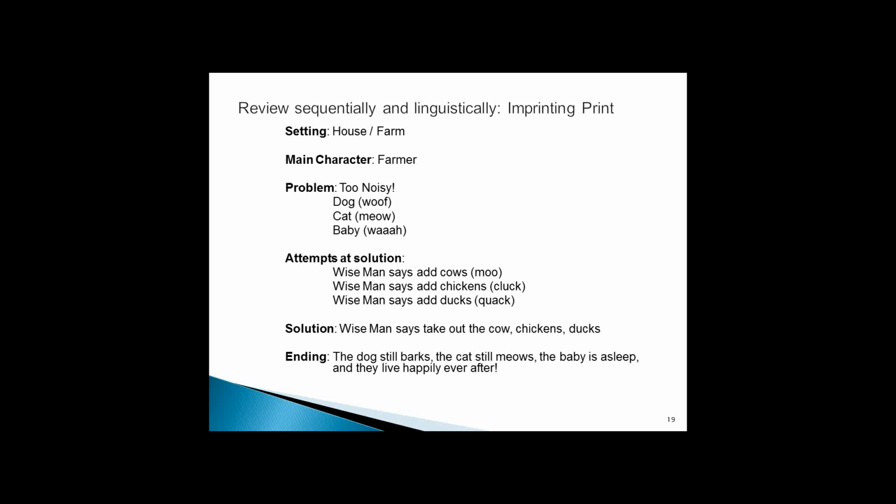They attempt to solve the problem. The farmer goes to the wise man who says to add three more things, the cows, the chickens, and the ducks. But the problem hasn't been solved yet. The problem isn't solved until the wise man says to take out the cows and the chickens and the ducks. And then the conclusion is the dog still barks, the cat still meows, the baby is asleep, and they live happily ever after.